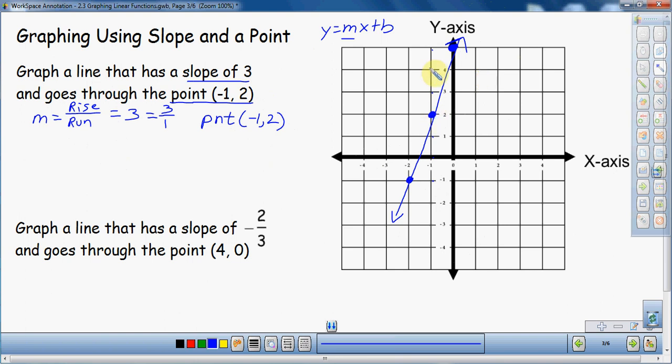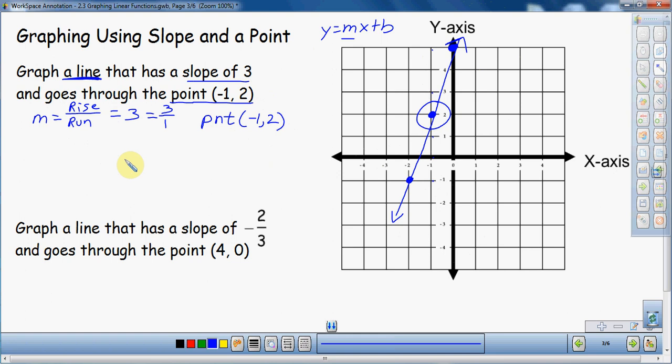I have a slope of 3, and it started at this point of negative 1, 2. And that is the line. That is the line that I was going for. Okay, so that was a little bit of over-explaining that.